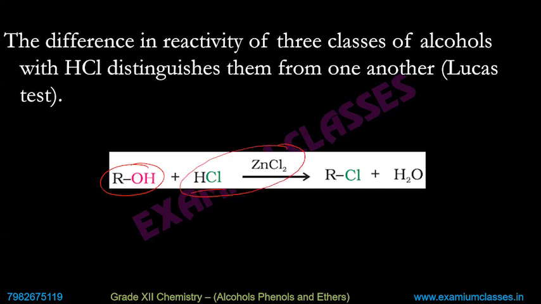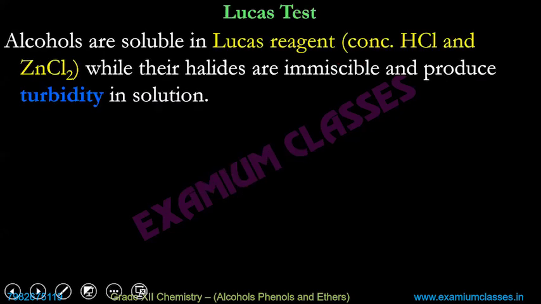Who will tell me the name of this combination, HCl and ZnCl2? Yes, Shashwat. Good. Mehak, Ashi, good. Arohi, Vanna, good. Devve, good. So it is Lucas reagent, which we talked about in the previous chapter also. And this is the Lucas test basically for primary, secondary, and tertiary alcohols.